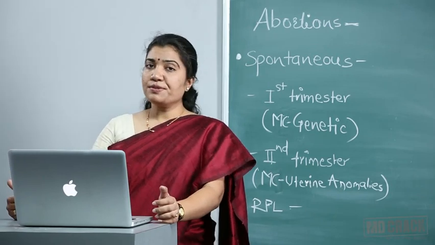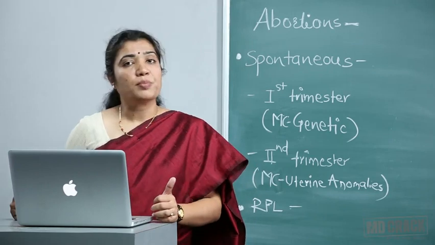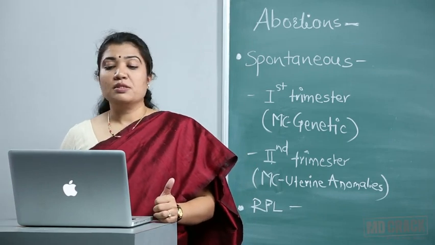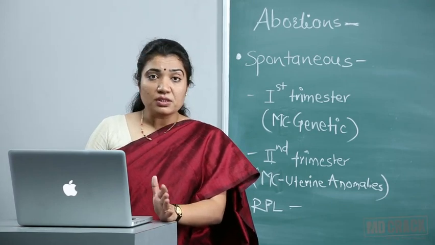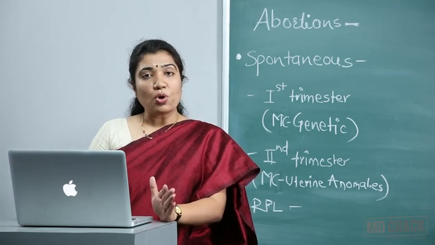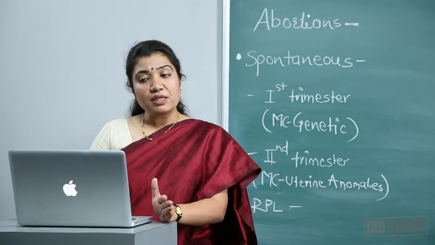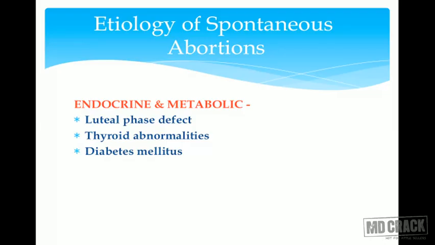Thyroid abnormalities, both hypo and hyperthyroidism, both can cause abortions. Diabetes mellitus, especially if it is uncontrolled or poorly controlled, can lead to abortion. So if you have a patient, we should take history or investigate her to rule out these abnormalities which are metabolic as well as hormonal.